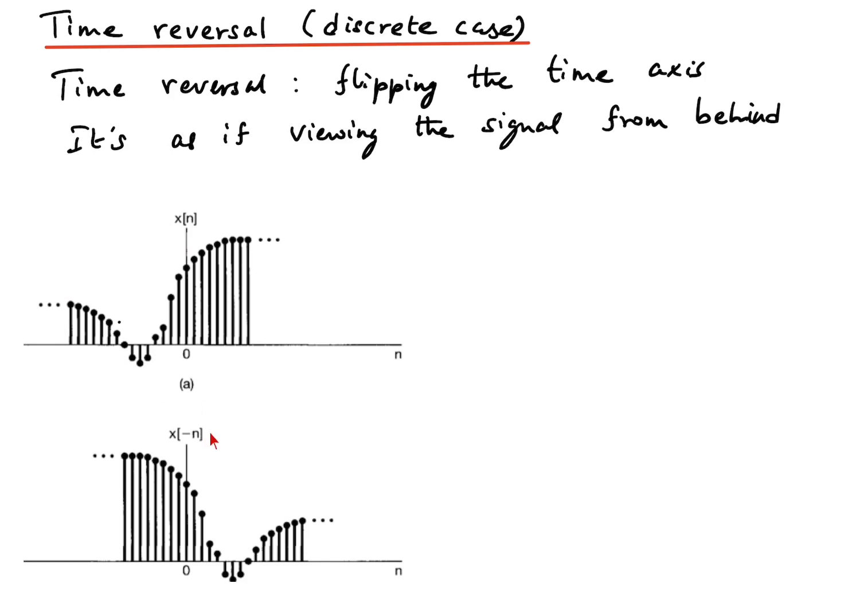So this minus n is basically rotating the whole signal by 180 degrees. It's as if you are rotating this whole thing by 180 degrees. Okay, so that's as if viewing the signal from behind. That's what it means by time reversal. And we have seen now for the discrete case, and similarly we will see for the continuous case as well.